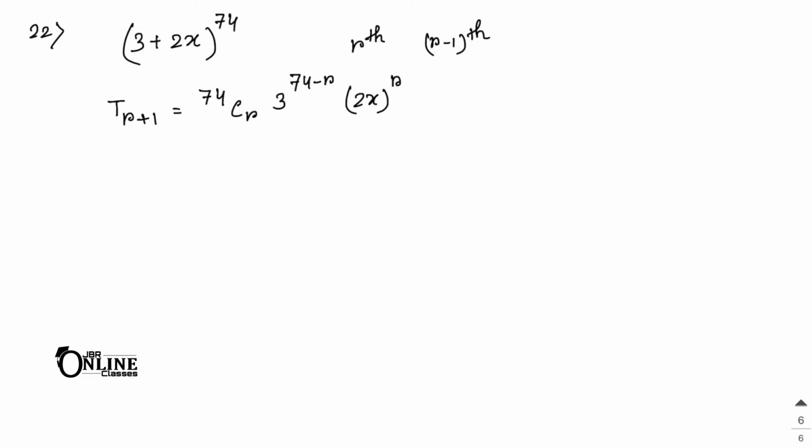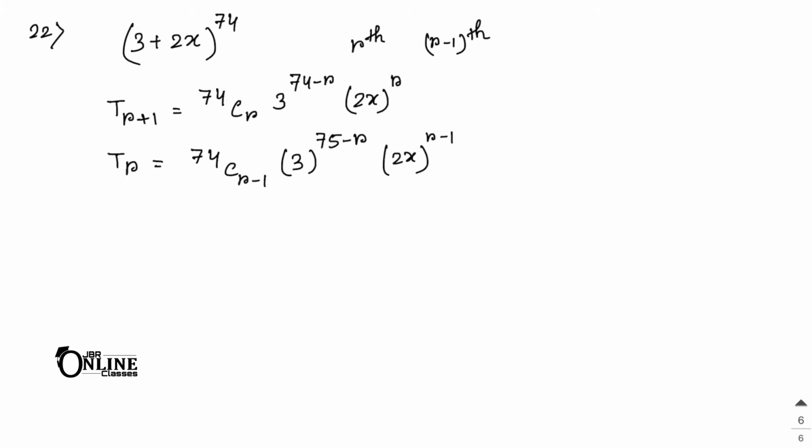And the next one, r minus 1th term, it will be T r, because 1 and 1 cancel out. So you can write down here 74 C r minus 1, then 3 to the power 74 minus r plus 1, so it will be 75. So 75 minus r, and that one will be x to the power r minus 1. Now according to the problem, these two will be equal. Okay, because here the coefficients of the powers of x are equal.